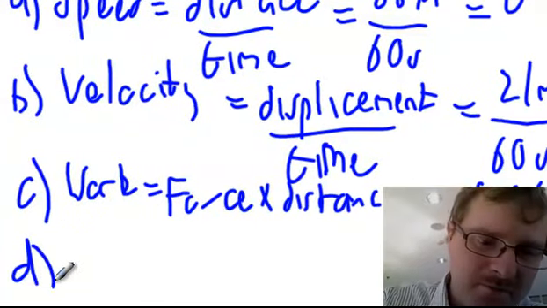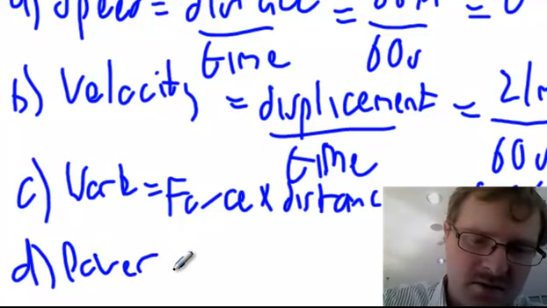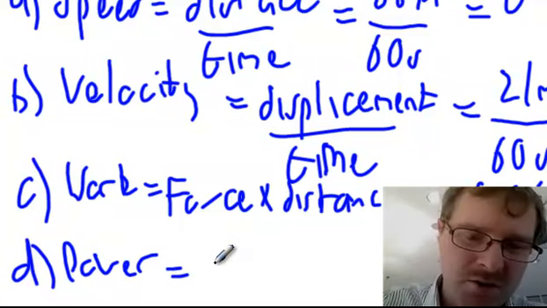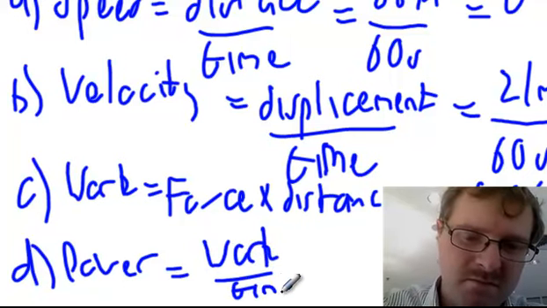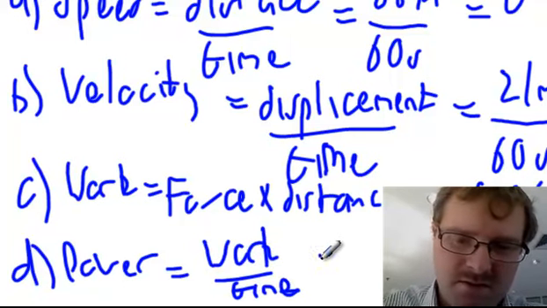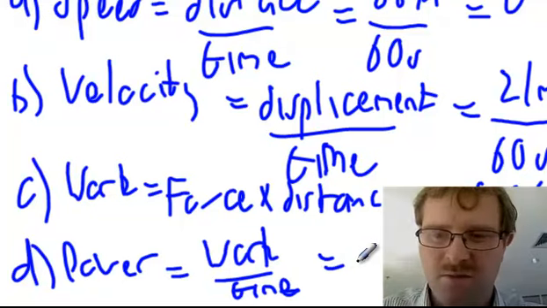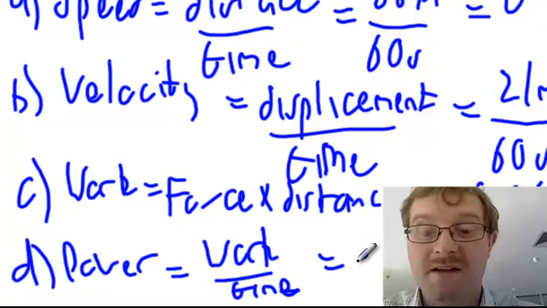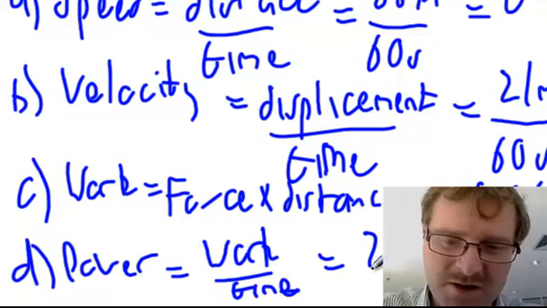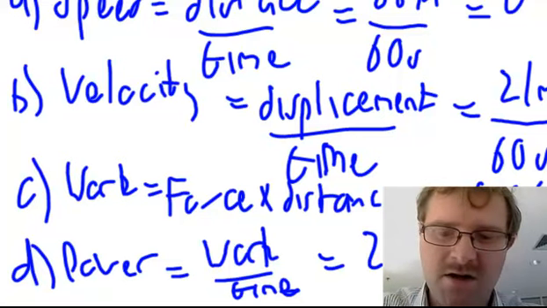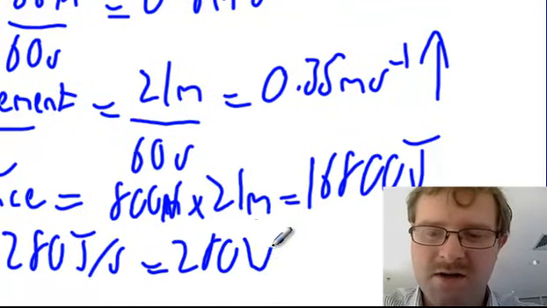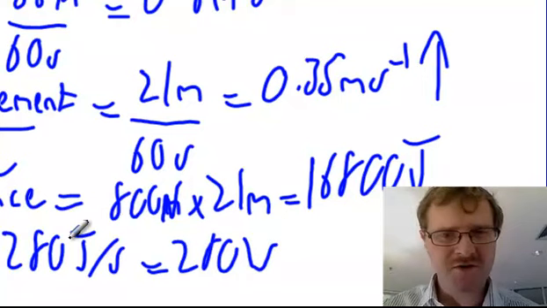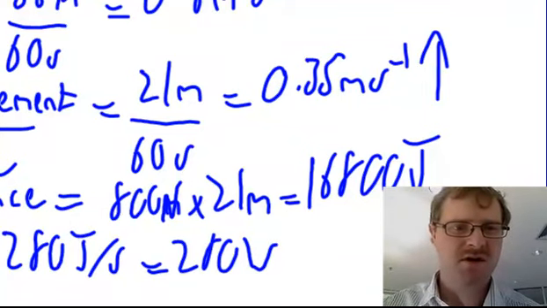Finally, power. Power is going to be equal to the work done divided by time. So I have 16,800 divided by 60, which actually gives me 280 joules per second, or preferably 280 watts. So there's one type of question which you might come across. Here's another question that you might come across.